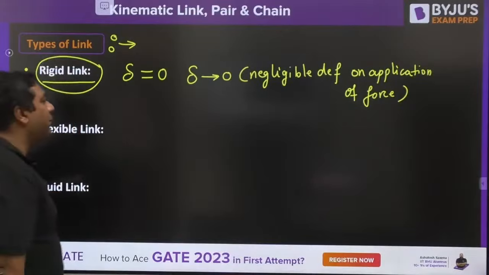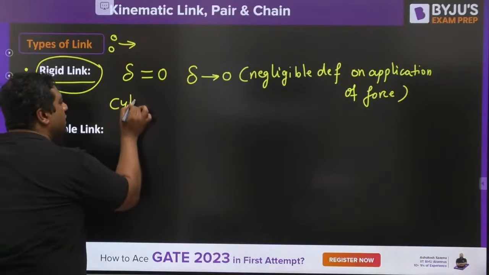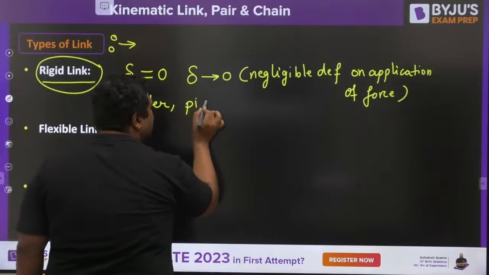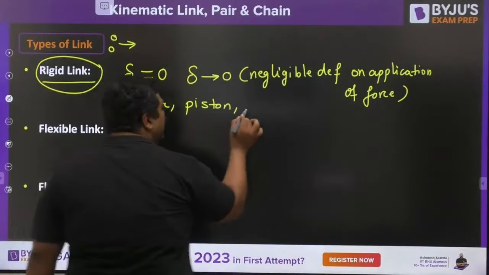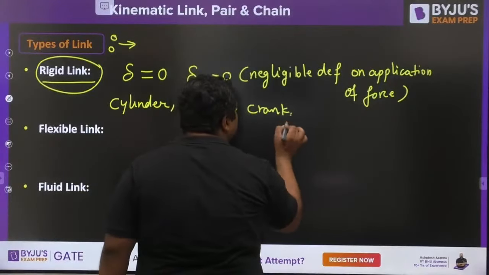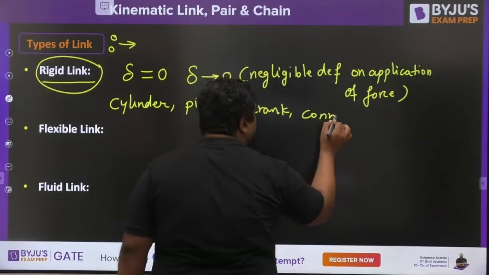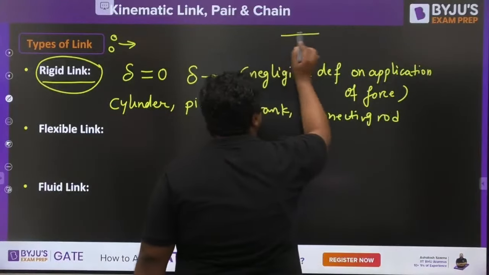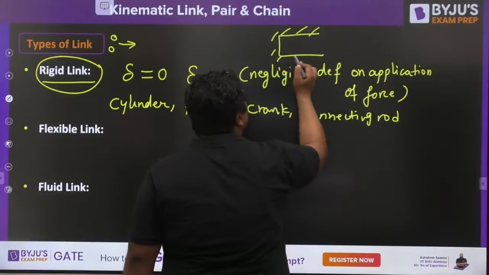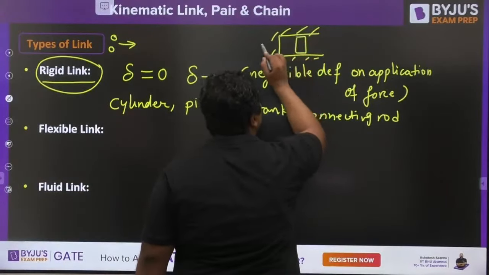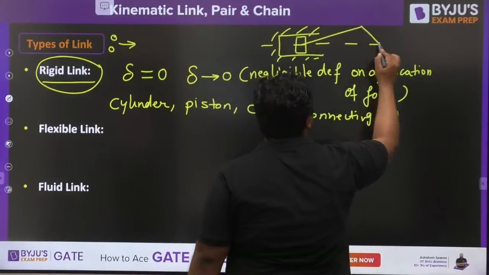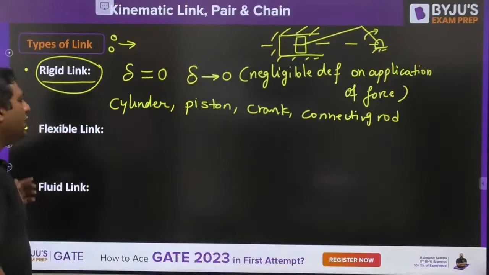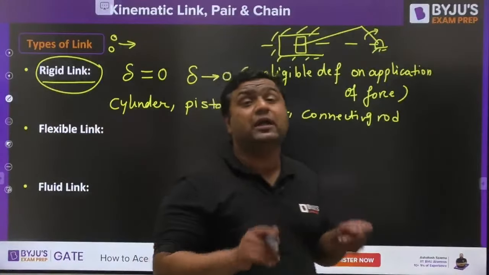So my dear, the example for a rigid link is the cylinder. In an IC engine, the cylinder is there, the piston is there, the crank is there, the connecting rod is there. Whatever these links are, they all are solid, rigid links, and in these links the deformation is going to be negligible. So if you apply the forces, you will find negligible deformations. That's why all of them act like rigid links, my dear.